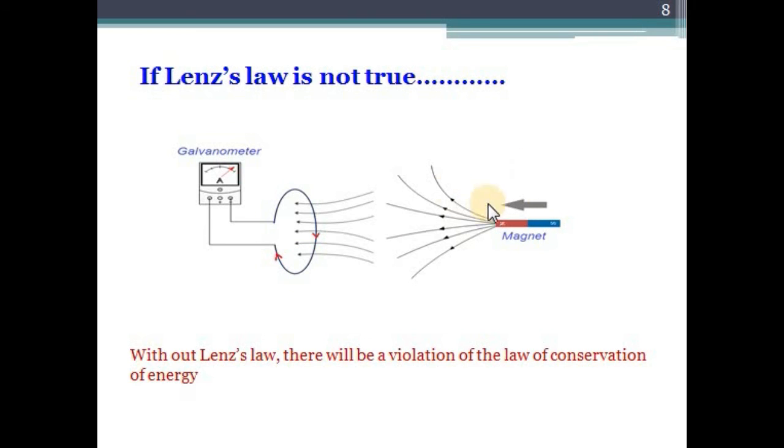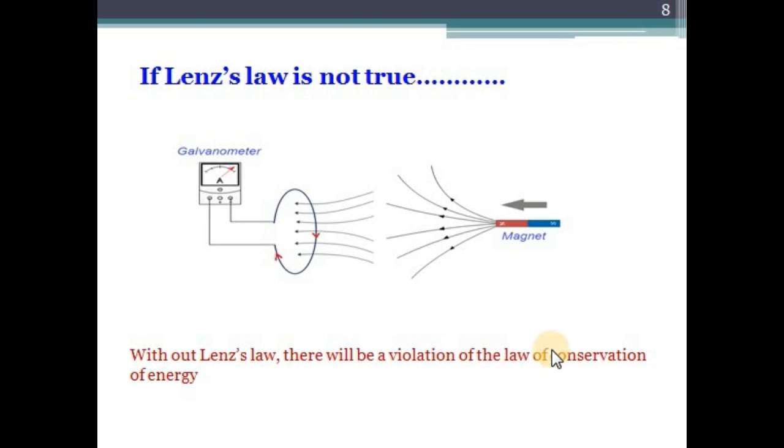And if you take out this bar magnet also, again there will be a change of magnetic flux passing through the conducting coil, and simultaneously the current will also increase. And therefore this is a violation of the conservation of energy.